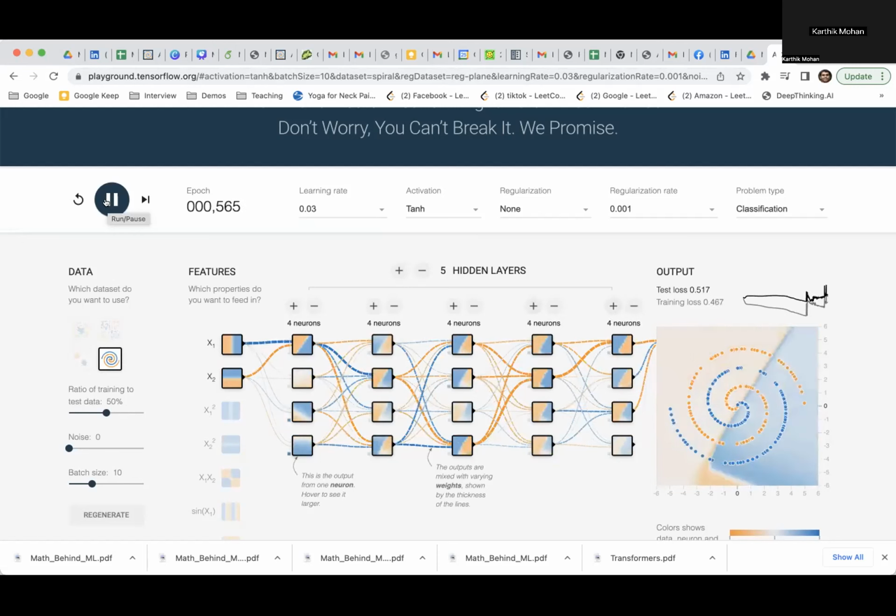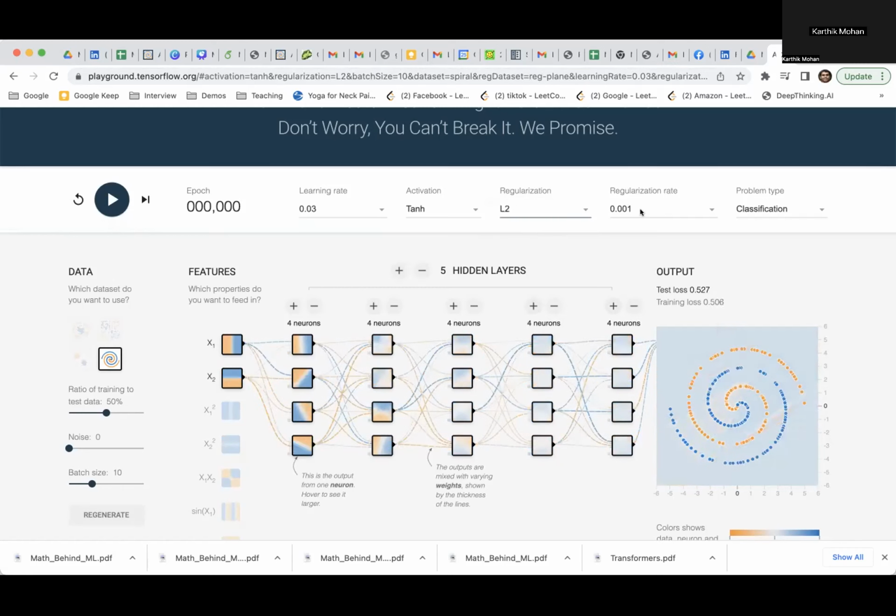Okay, so it's really struggling. You can see the test and the train loss, there's a lot of gap. And also the function is not really smooth. It's actually going in a zigzag manner. Maybe regularization will help. Let's try L2 regularization. 0.001 is the regularization rate. Let's try that. 100 epochs.